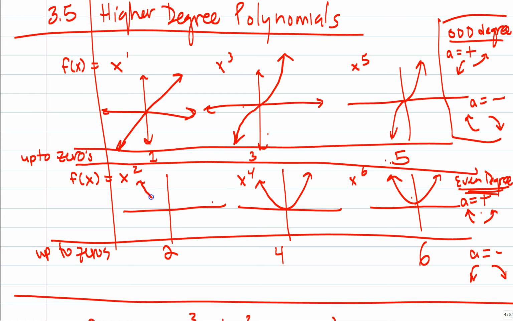So this picture shows us beginning and ending behavior. This down here says x to the fourth could have up to four zeros. X to the sixth could have up to six zeros. X to the 20th would have this same beginning and ending behavior with up to 20 zeros, okay?